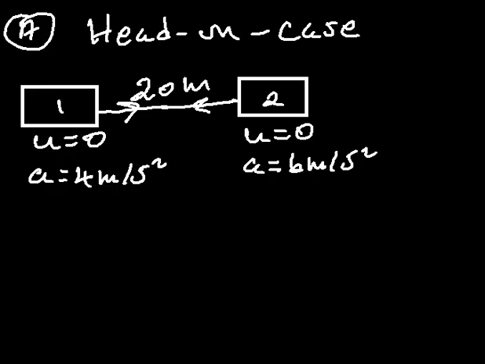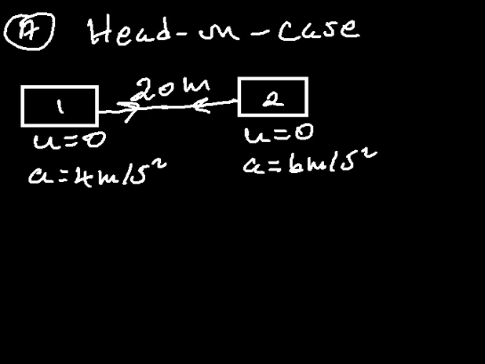Now the point of interest is, where will the two objects meet, and after how long does each have to travel before they meet? So that's the point of interest. This is what we call the head-on case, where the objects are approaching each other. So how do you think we should analyze this case?